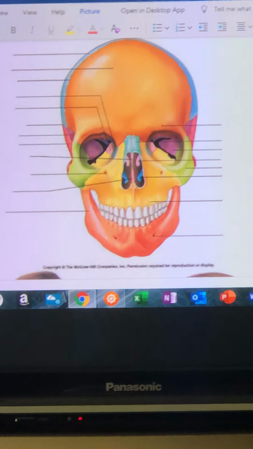Also, I like the nasal bones here. This line here, the greenish sage green bones there, those are the nasal bones. So that's probably good on that particular diagram, something right in the middle.